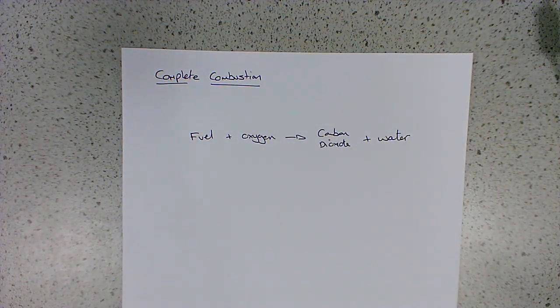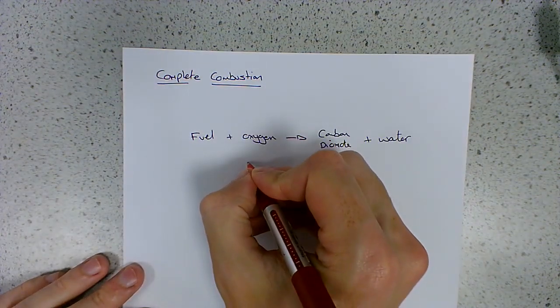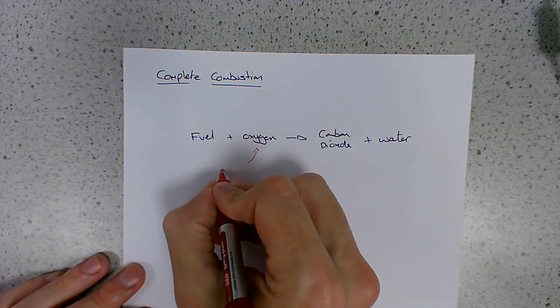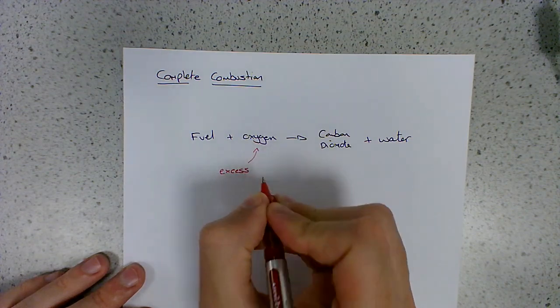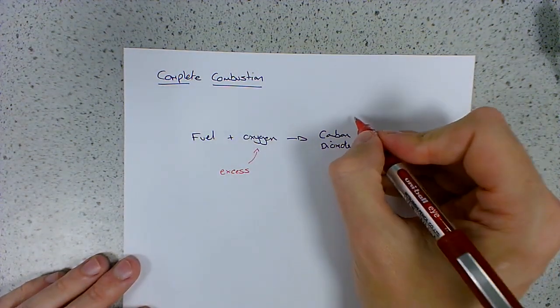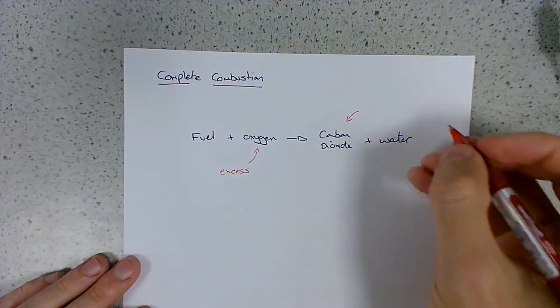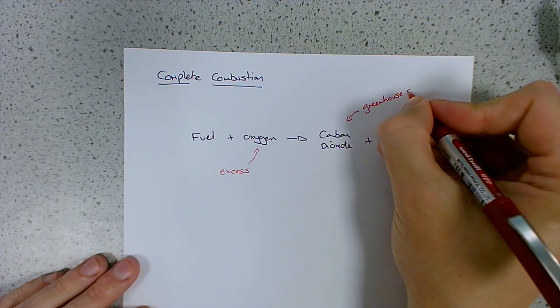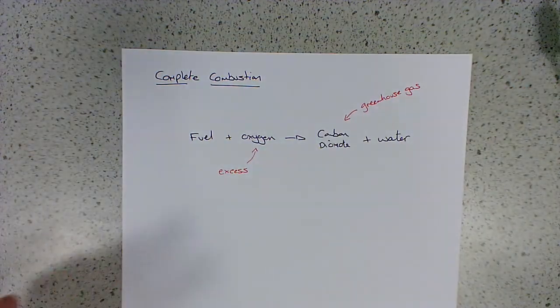Now, complete combustion can only occur if we have excess oxygen. Okay, excess meaning more than we needed. And the carbon dioxide that is produced is a greenhouse gas, which means that it absorbs the long wavelength infrared radiation that's being re-emitted from the Earth back to space, and by doing that traps heat in our atmosphere.